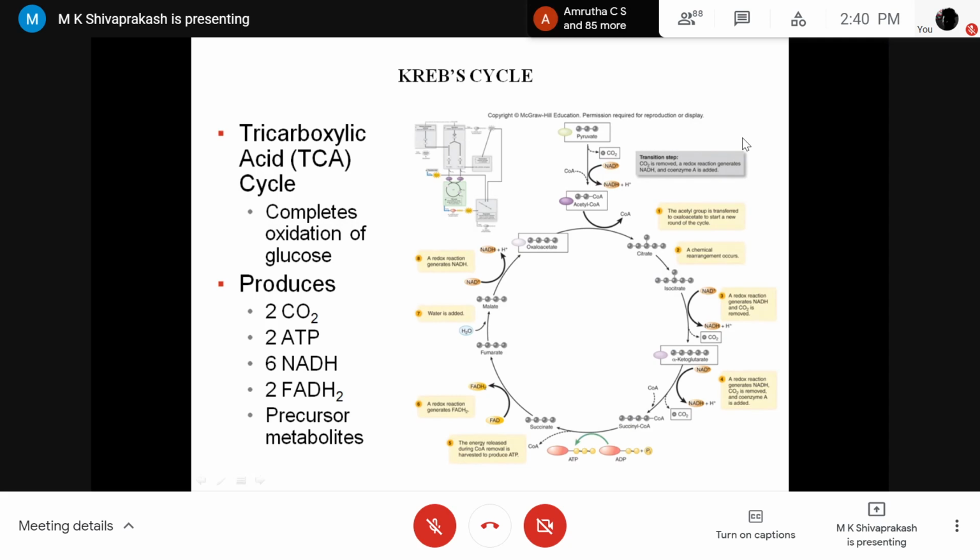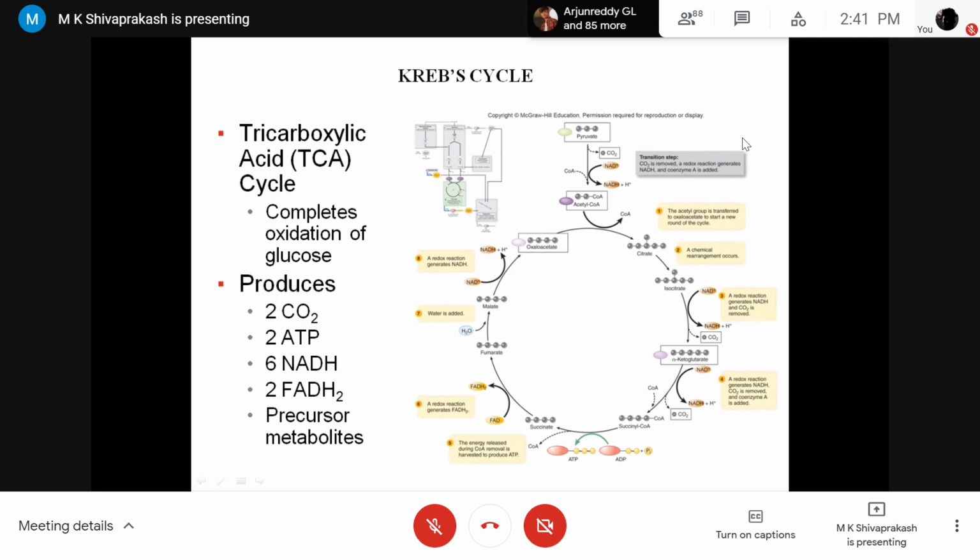In addition to participating in the generation of energy, the TCA cycle or Krebs cycle also provides many important raw materials for the biosynthesis of cellular macromolecules, like carbohydrates, lipids, proteins, and nucleic acids. It is called an amphibolic cycle.